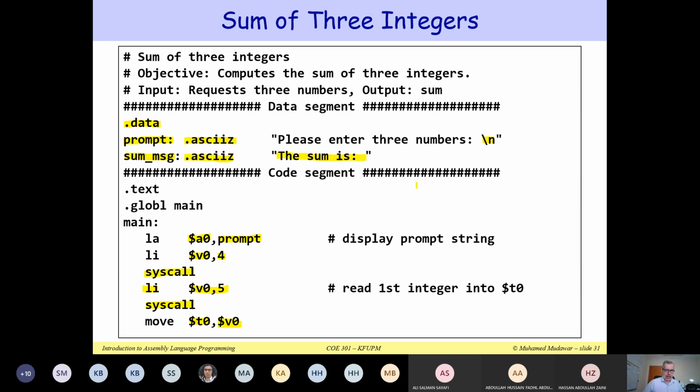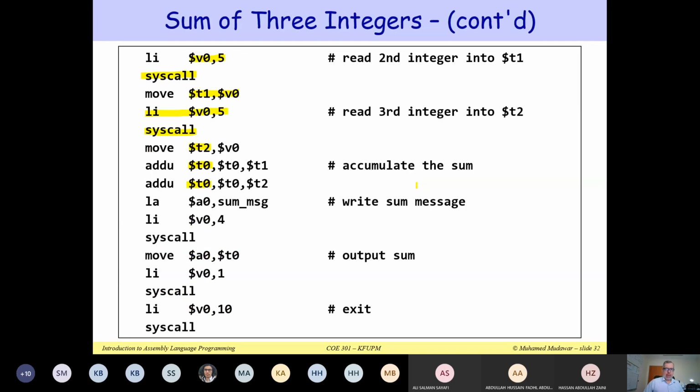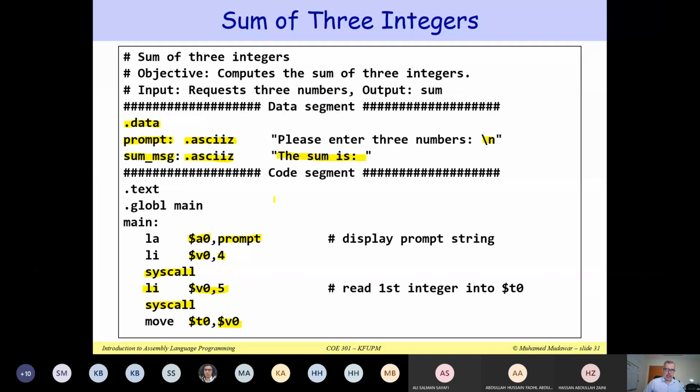So I would like to print the string. The string exists in memory, but I would like to load the address of this string. So here's the sum message. I'm going to load the address into a0. So now we have the address of the string in a0. I'm going to load the immediate here, initializing v0 with 4. This is for printing a string. And then the system call. The system call is going to print this string, "The sum is".